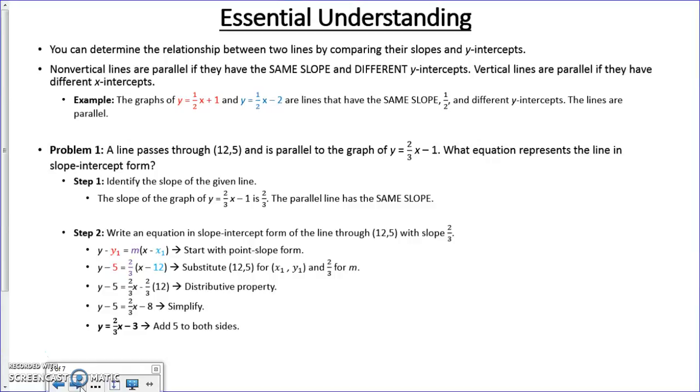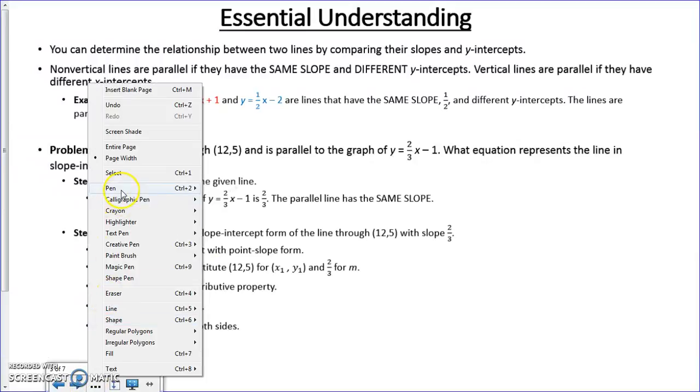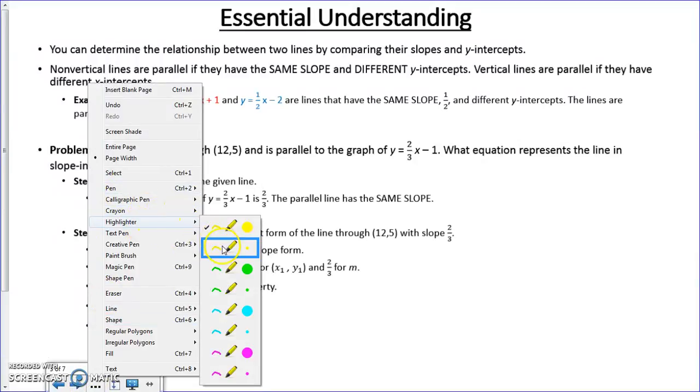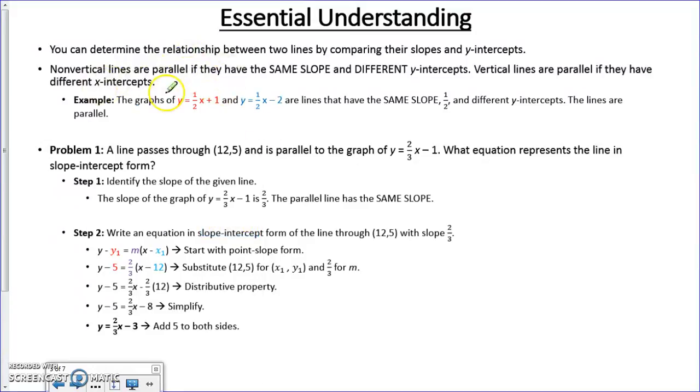Example: the graphs of y equals 1/2 x plus 1 and y equals 1/2 x minus 2 are lines that have the same slope, 1/2, and different y-intercepts. The lines are parallel. So make sure that you understand that non-vertical lines are parallel if they have the same slope and different y-intercepts.